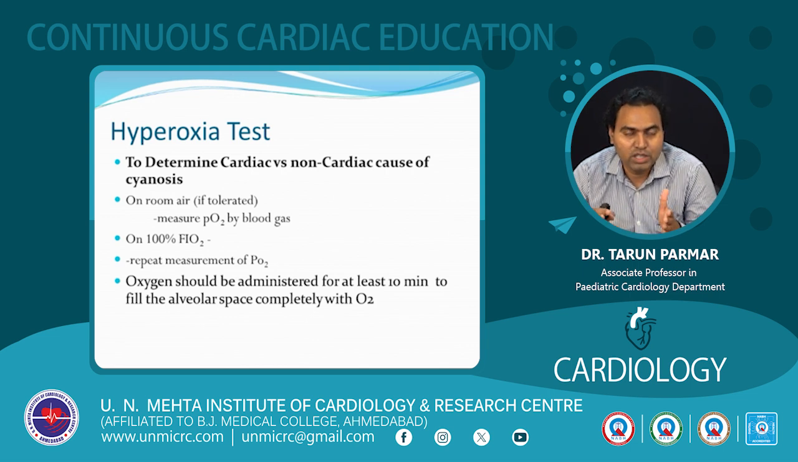So how do you differentiate between the cardiac and non-cardiac cause of the cyanosis? What we have to do is first check the PO2 at room air, and then give 100% FiO2 for 10 minutes, and then check the PO2 again by ABG.